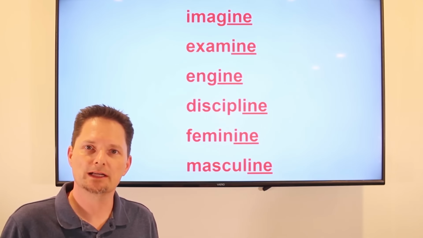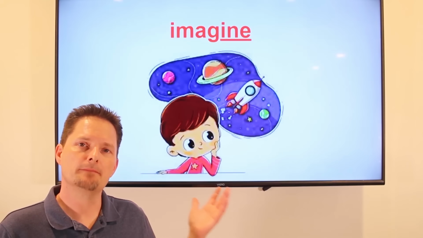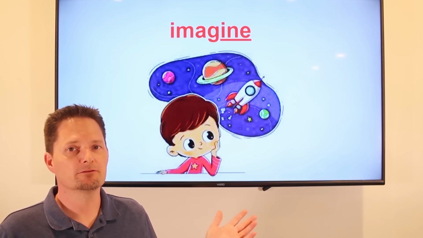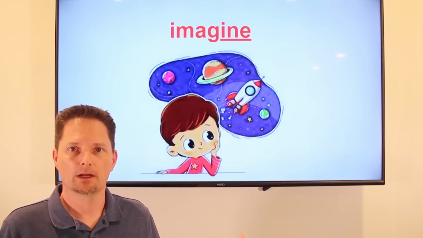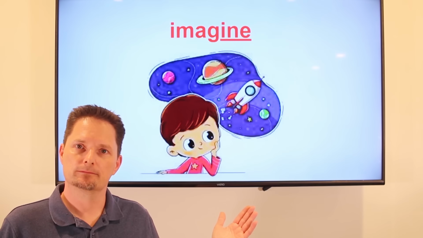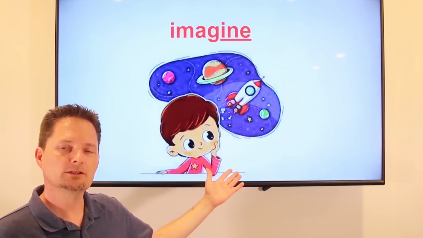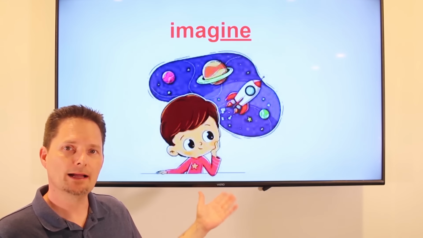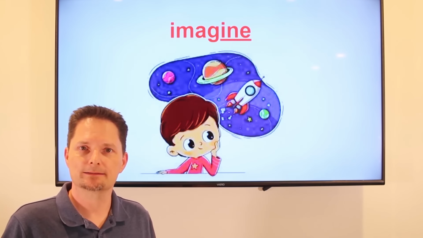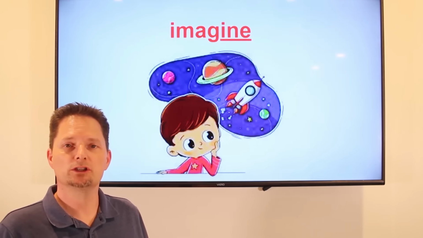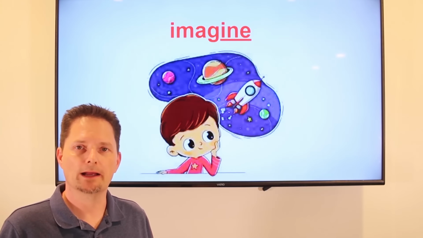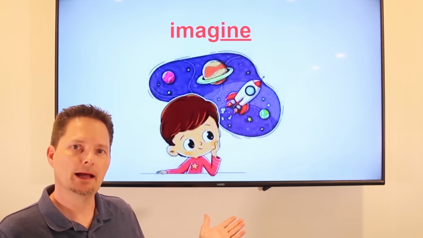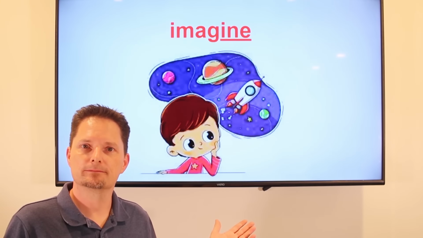Let's practice the pronunciation. Example, imagine. Imagine is a verb or an action, and the pronunciation, imagine. The boy likes to imagine he's an astronaut. He likes to imagine traveling in space. After imagine, we use a gerund, traveling with ing. He imagines traveling in space.